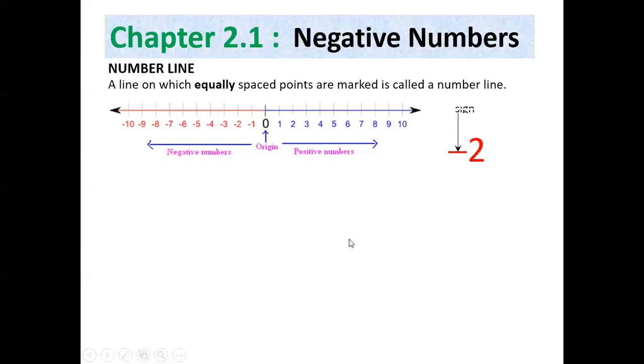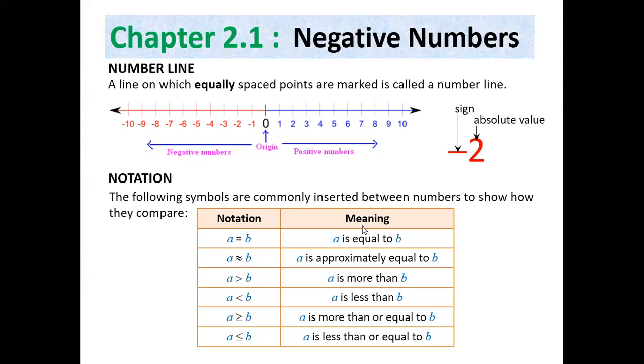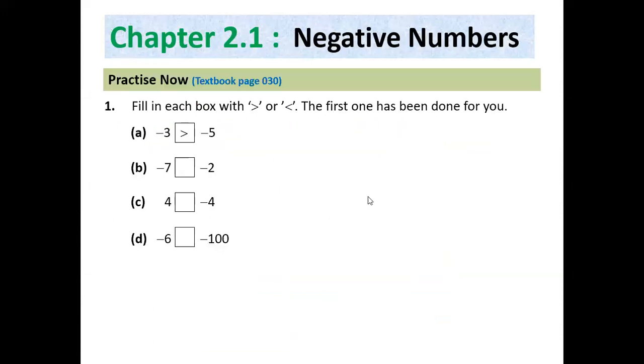So, negative 2 is the sign. 2 is the absolute value. And the notation shows how they compare, right? So A equals B, A with the wiggle like a worm, approximately equal, similar to, almost close. More than, less than, more than or equal to, and less than or equal to. Okay, so this will be the notation and the meaning. This is the wordings. I don't think you need to learn this too much because I know that you already mastered this.